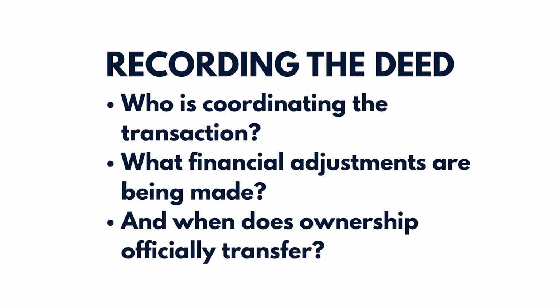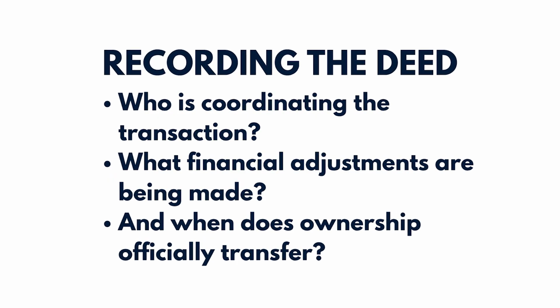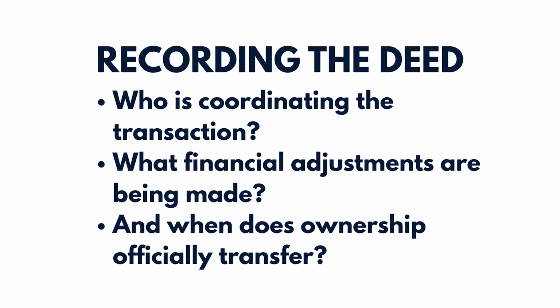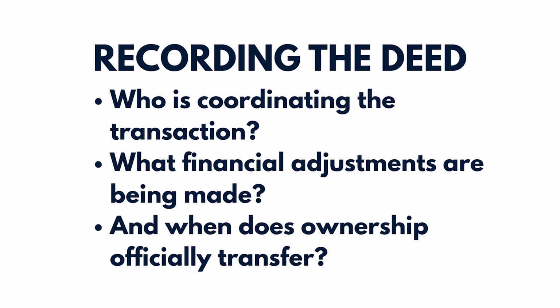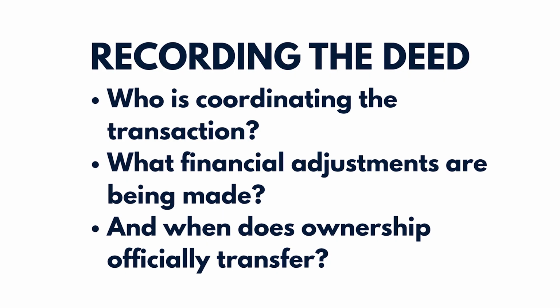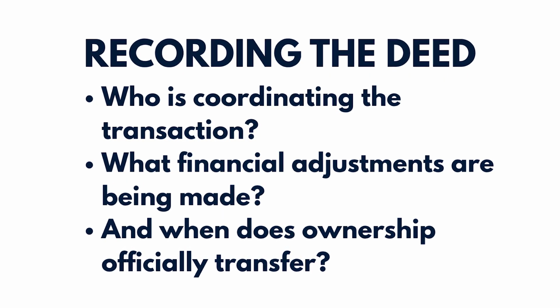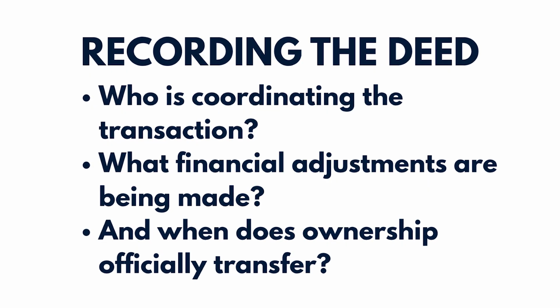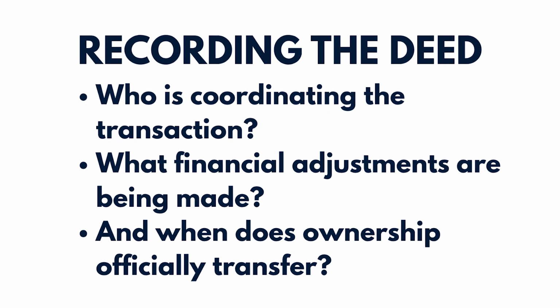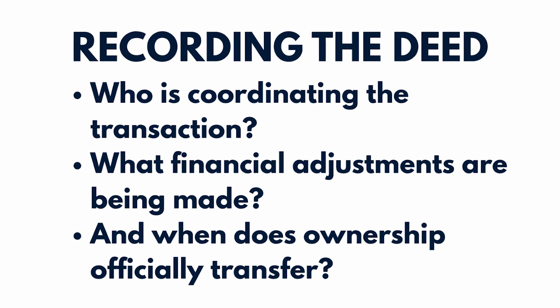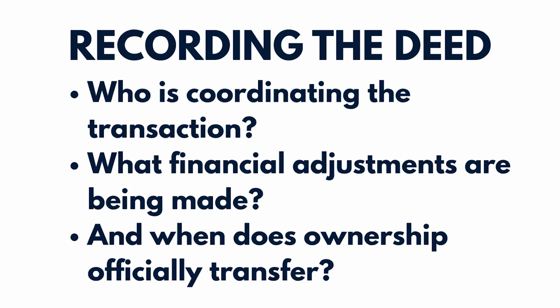Here's an important exam strategy. When you see questions about closing procedures, ask yourself 3 quick questions. Who is coordinating the transaction? What financial adjustments are being made? And when does ownership officially transfer? These clues often help eliminate incorrect answers quickly. Understanding escrow, prorations, and settlement procedures will help you navigate both the Arizona licensing exam and real-world real estate transactions.